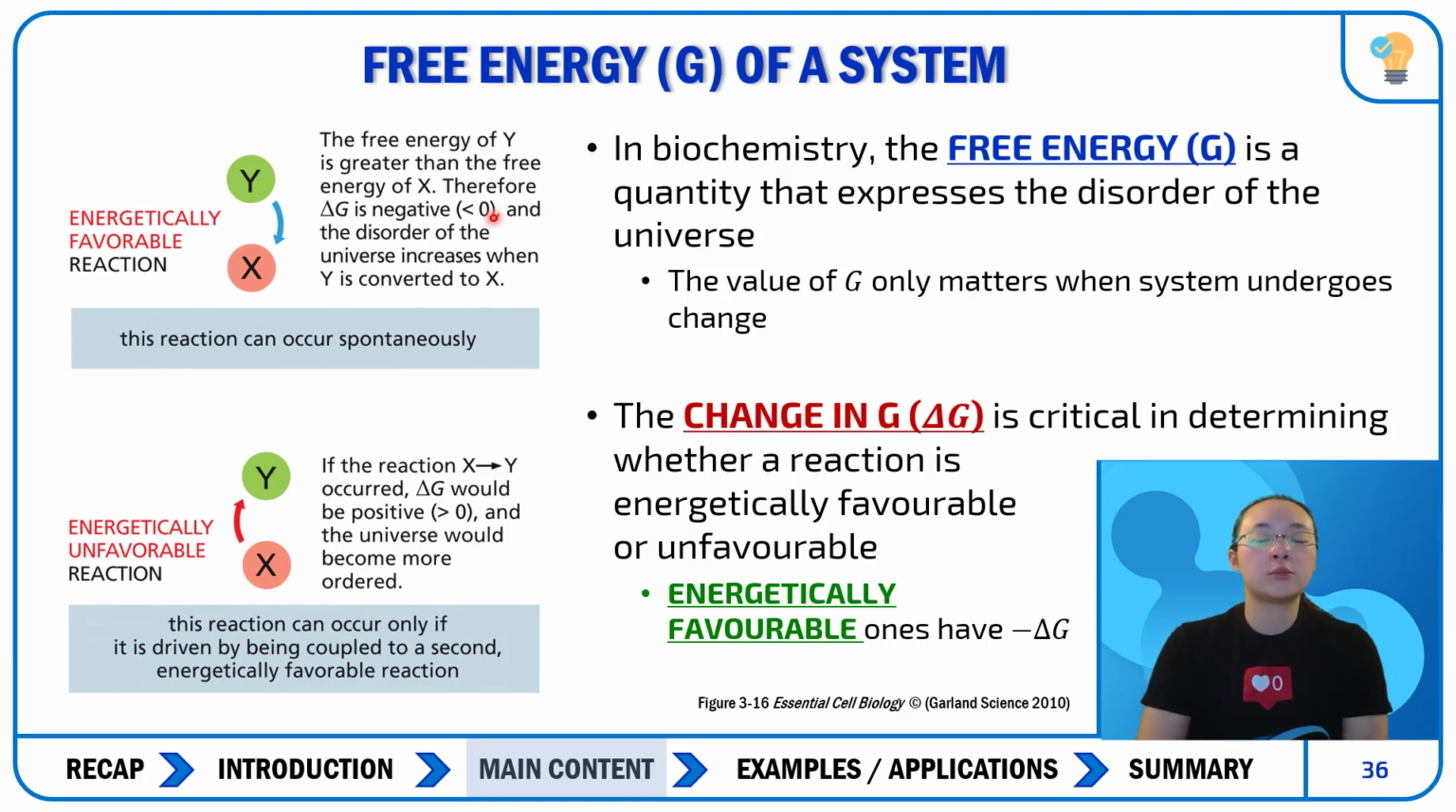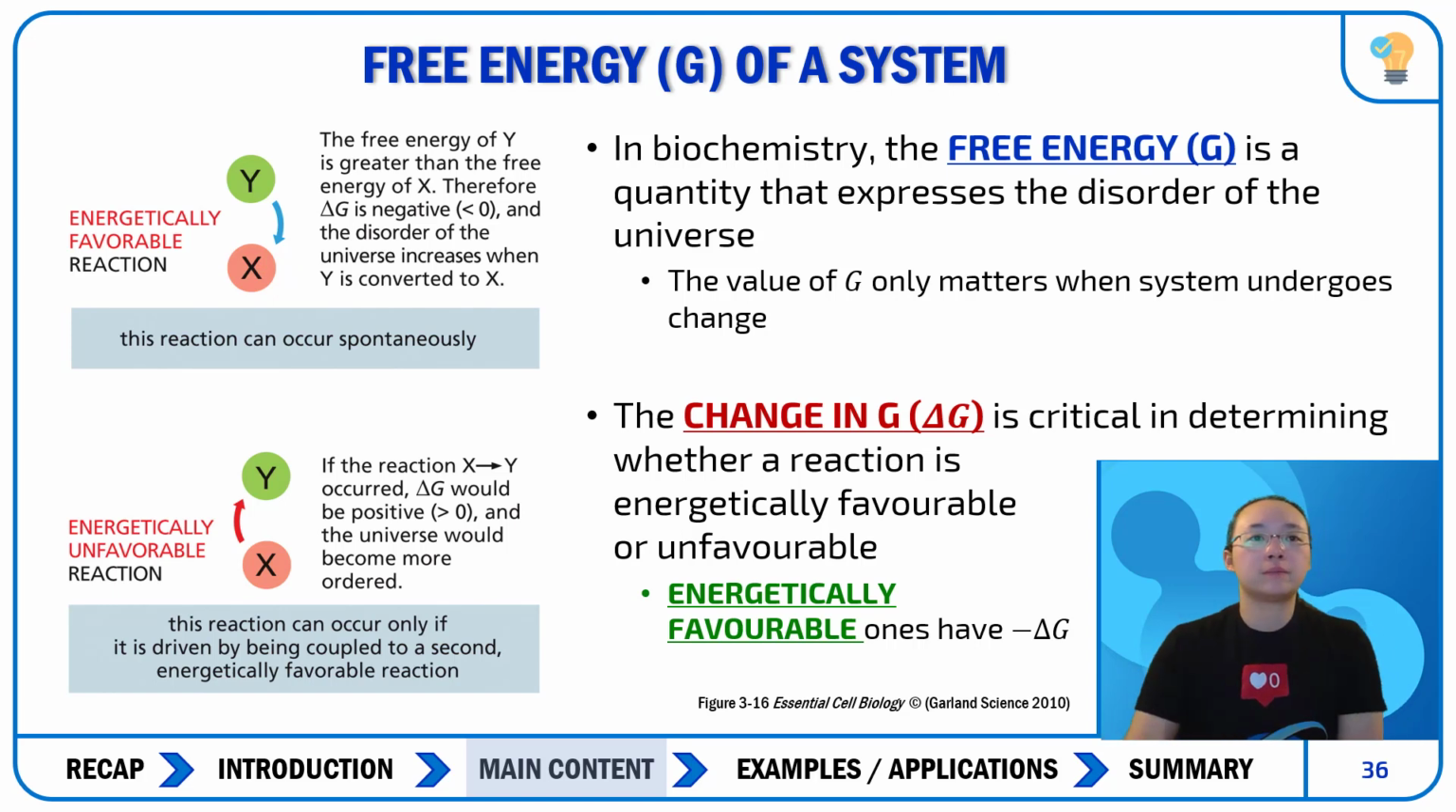So to explain this, there's a really good graph, or schematic, over here. For an energetically favorable reaction where Y goes to X, the free energy of Y is going to be greater than the free energy of X. Therefore, delta G is going to be negative, and the disorder of the universe increases when Y is converted to X. So it has a direct effect on entropy.